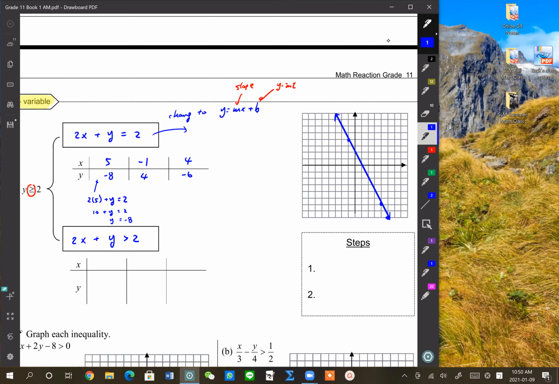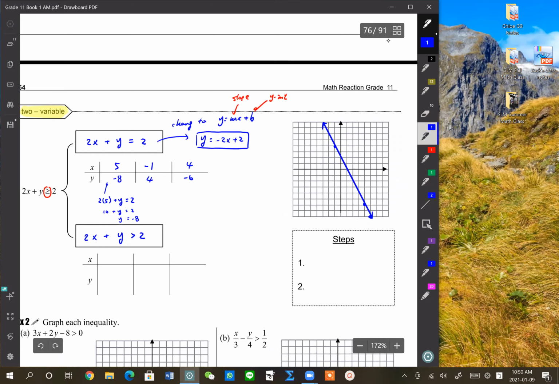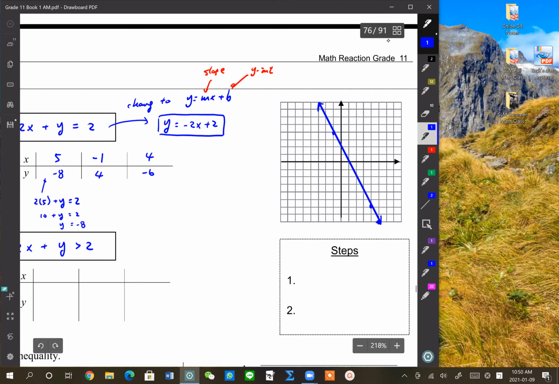So if I do that, I isolate the y. So y will be negative 2x, move the 2x to the right side, plus 2. So I would prefer to use this way, but right now I'm explaining the inequality. That's why I make the table. Later you'll see. So if I double check the points, the y-intercept will be 2, so it matches. And then the slope is negative 2.